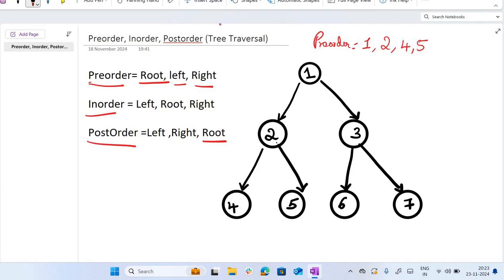Again we'll come to the right part. Root, left, right. We have finished the root, and we have finished the left part. We'll come to the right part. Again 3, 6 and then 7. So this is the pre-order traversal.